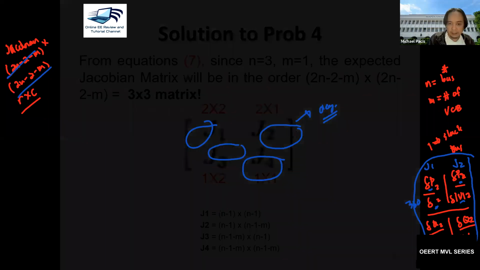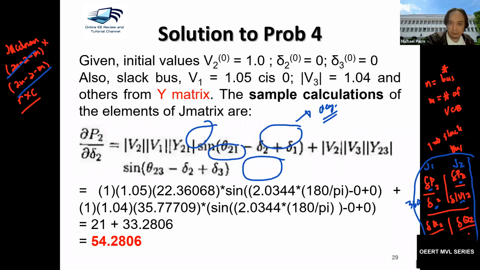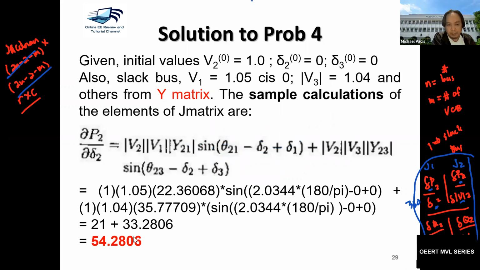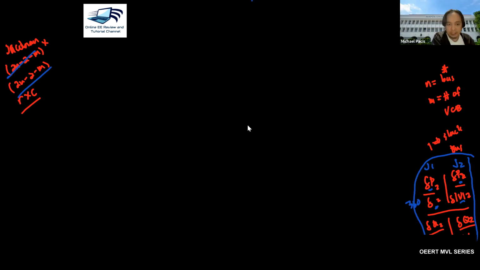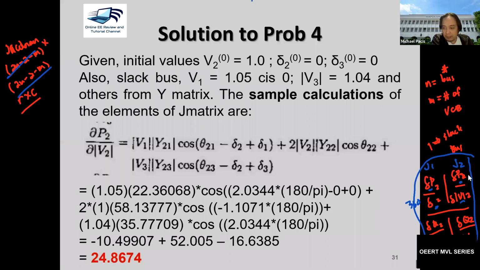Okay, now let's move forward to this. You can see here this is the equation. Then I substitute all of the parameters there, and it will yield a magnitude of 54.2806. Now we can also compute the next element. This is the non-diagonal element, the second element on J1, using this equation from a while ago, and then substitute the values here, with degree values instead of radians in my calculator. The answer is negative 33.28.